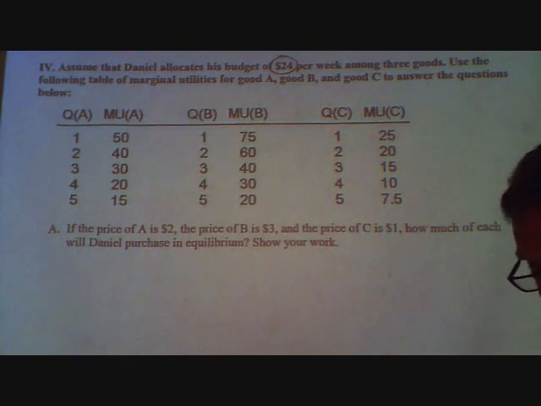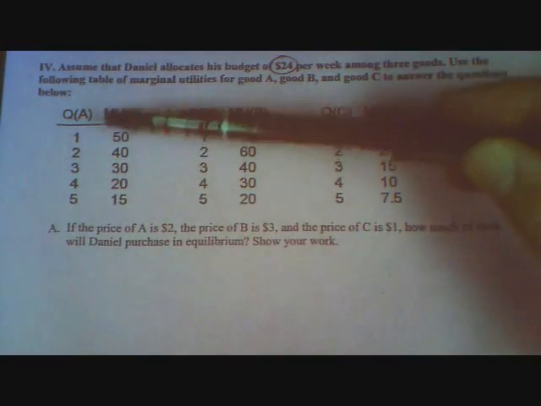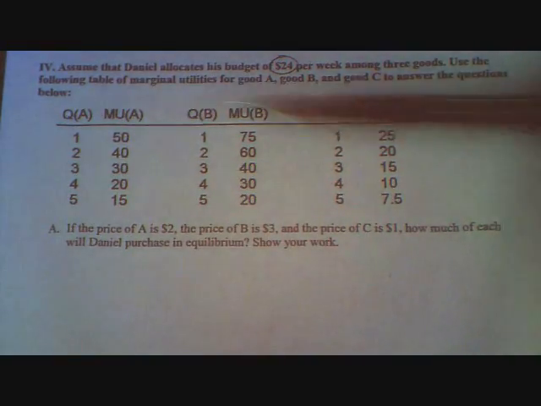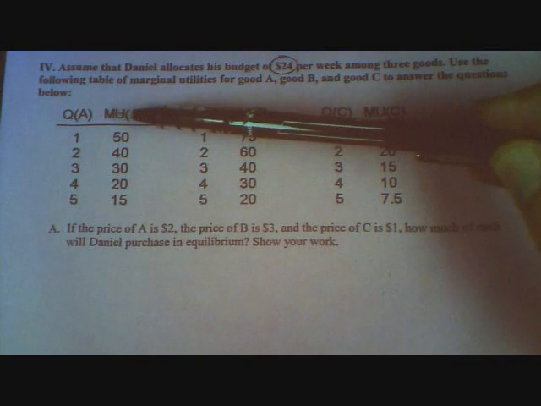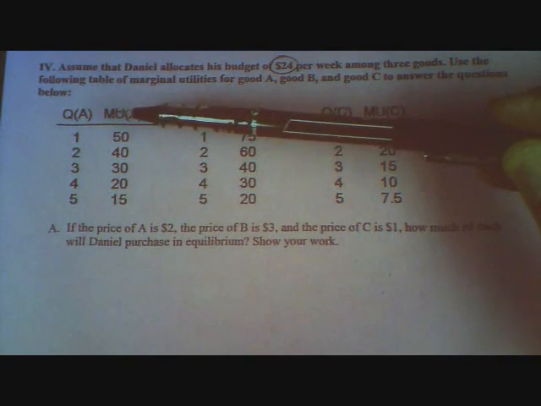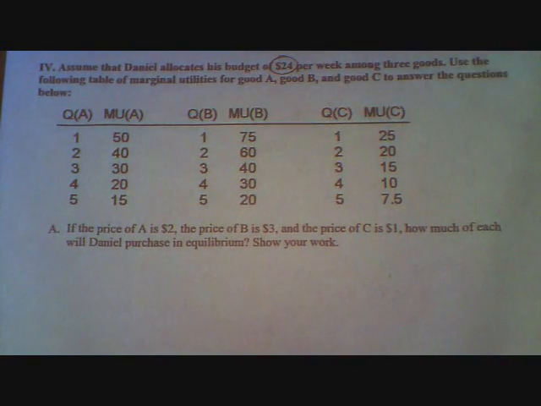The table shows the quantity of each good, A, B, and C, and how much marginal utility the person gets when they consume that good or service. And the marginal utility is the additional satisfaction a person gets every time they consume 1 more unit of the good.